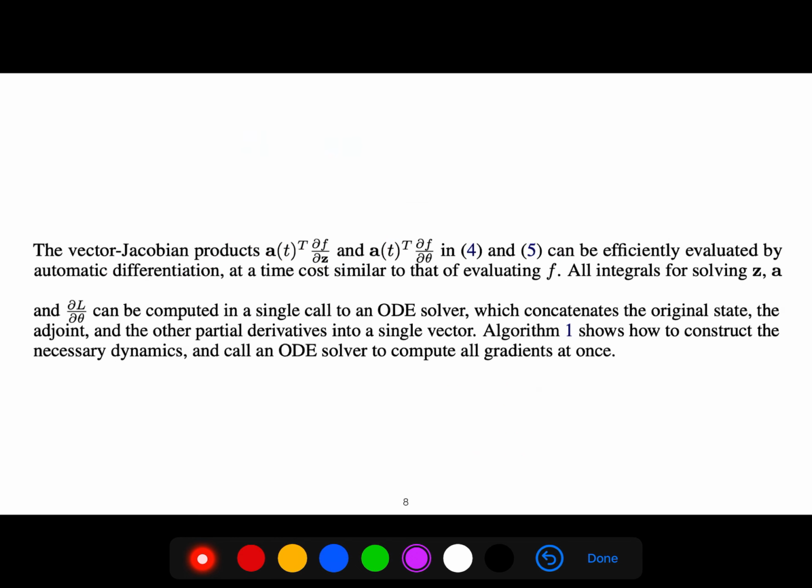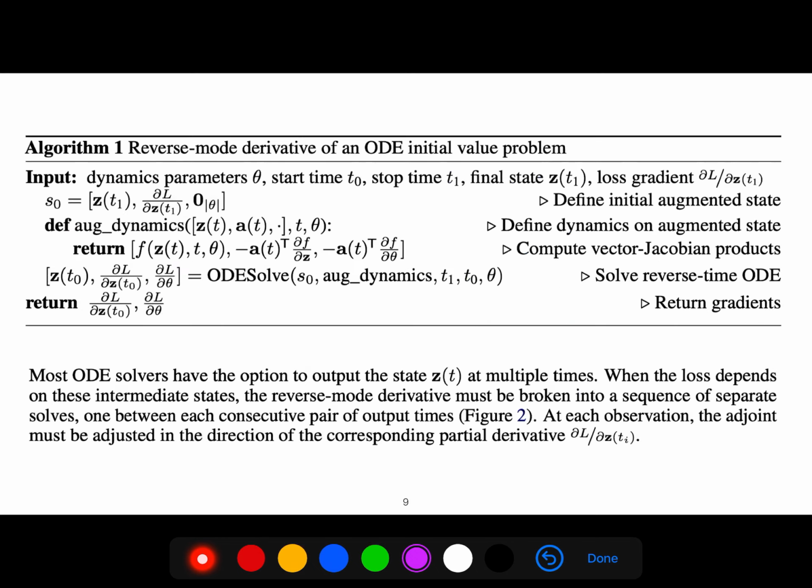This is what we need, because first of all, the vector Jacobian products can be efficiently evaluated by automatic differentiation. And now that you have this augmented dynamics, I mean, not only your hidden variables but also your augmented variables, for any initial condition you just run this dynamics on an augmented state, and you compute these vector Jacobian products.